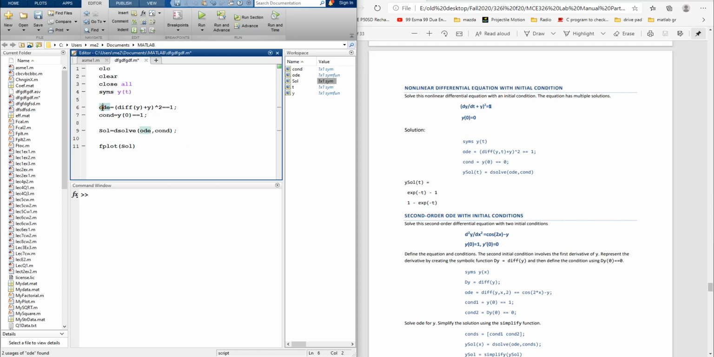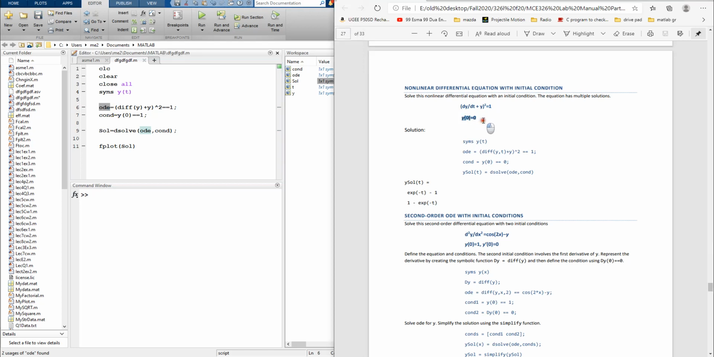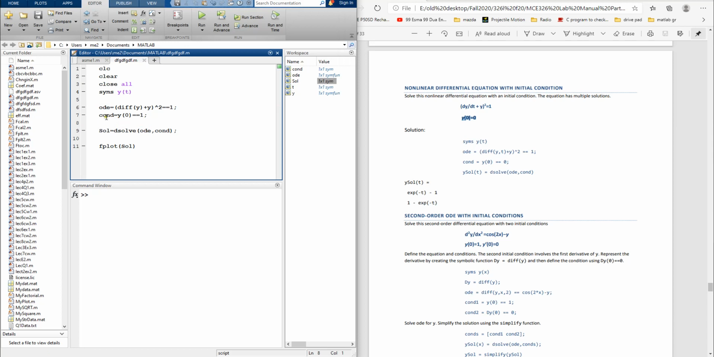Again, ODE is not a keyword. It's a variable. It could be x, y, z, w, any name. But I prefer to use ODE to remind myself that this is the ordinary differential equation definition. And here, the condition: y of 0 equal to 0. Keep it. Condition equal y of 0 equal to 0, like this. Now, this is the definition of the ordinary differential equation with the initial condition.